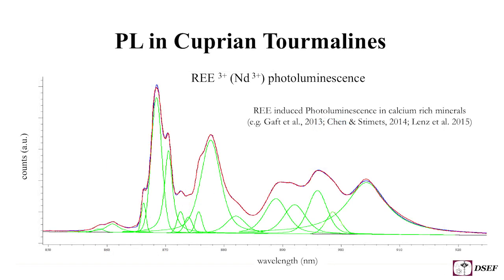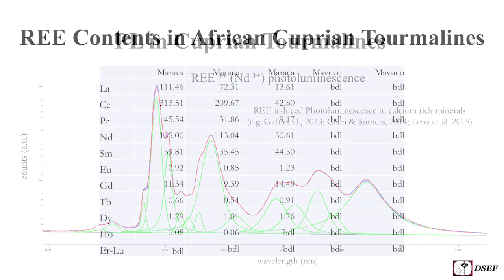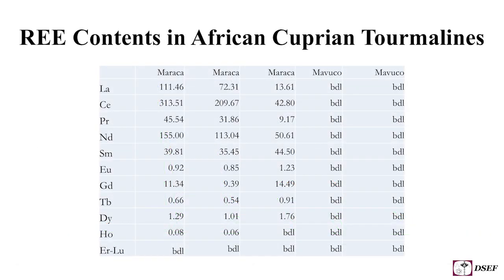In the next slide, we analyzed the same stone at liquid nitrogen temperature, and we fitted the curve, and it produced actually, I think, 15 individual luminescence bands which could be attributed to the rare earth element neodymium. So chemical analysis produced by laser ICP-MS analysis showed actually elevated concentrations of the rare earth elements, particularly the light rare earth elements in the Maraca deposit, whereas in the Mavuco deposit, in the Elbaites, rare earth elements were actually absent.